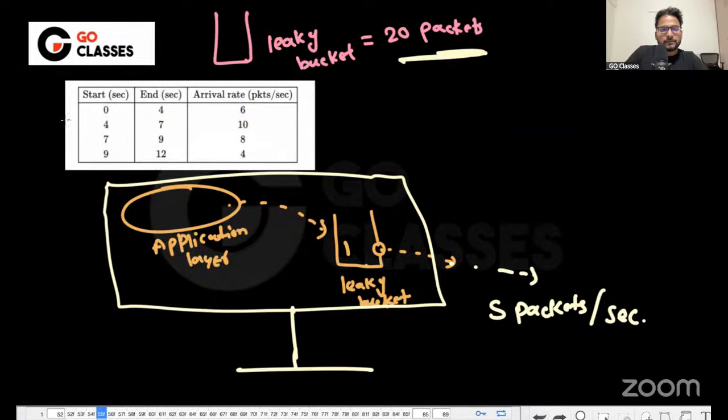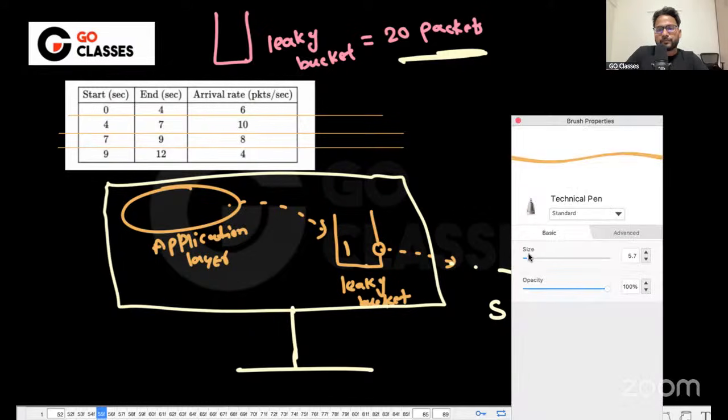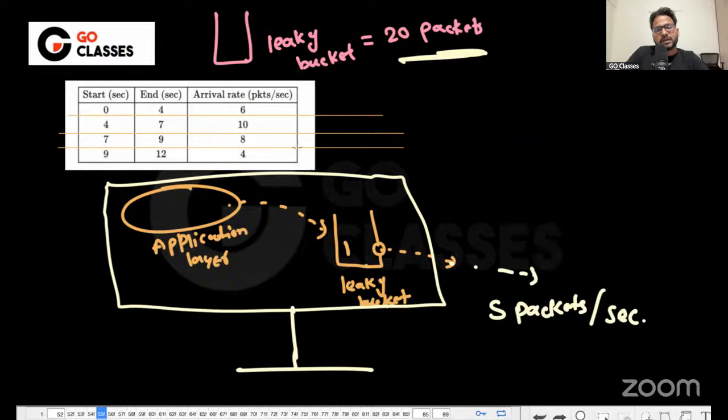See what I'm saying here. You are sending 6 packets per second to me, and I am sending 5 packets per second. So every second I'm keeping 1 packet with me. In 4 seconds, I will be keeping four packets with me. So after these 4 seconds, the leaky bucket will be storing 4 packets, right? Every other packet it has already sent. So I just have 4 packets with me currently, which is fine.